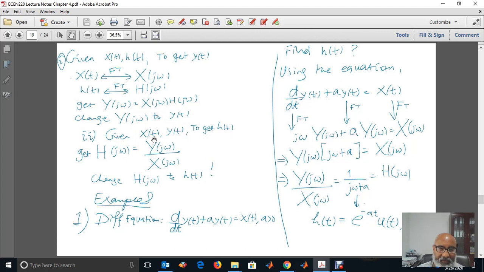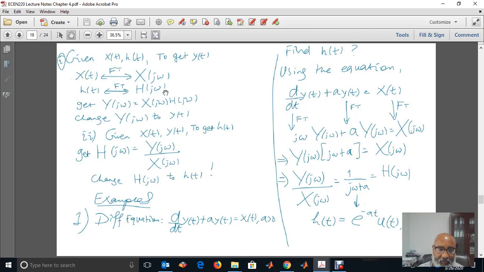What about given x(t) and y(t), how do we get h(t)? So x(t), the input, and y(t) are given. Then we change x(t) to X(jω) and y(t) to Y(jω), that means to the frequency domain. And we get H(jω) is equal to Y(jω) over X(jω). And then we change the frequency domain to the time domain using the inverse Fourier transform.